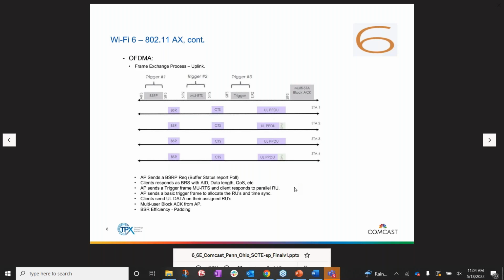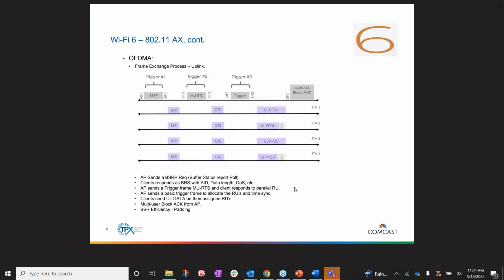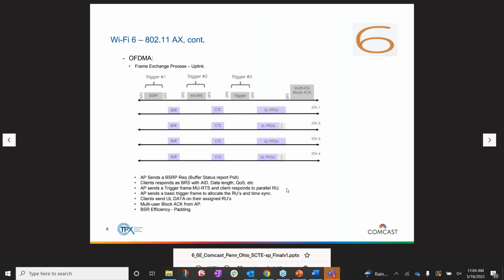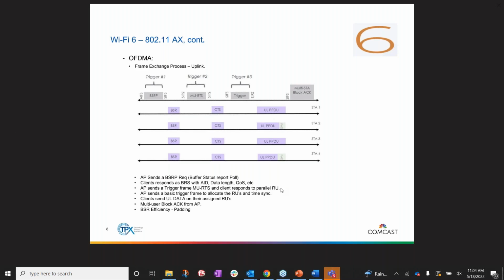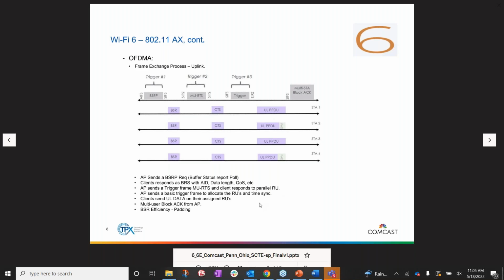Like again in the previous case, it will reserve the medium so that at the same time no other legacy clients could interfere here. And for RTS, it expects CTS. After that, after waiting for SIFS here, the trigger frame will initiate, asking the client to send back uplink traffic. The trigger frame here also consists of a resource unit.